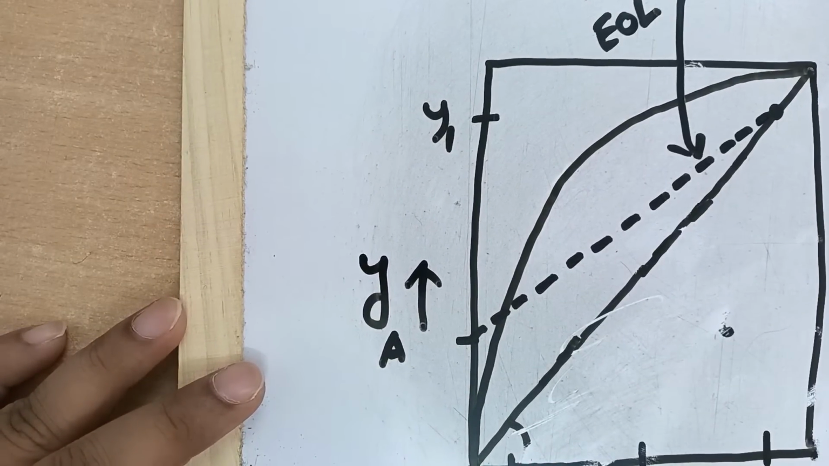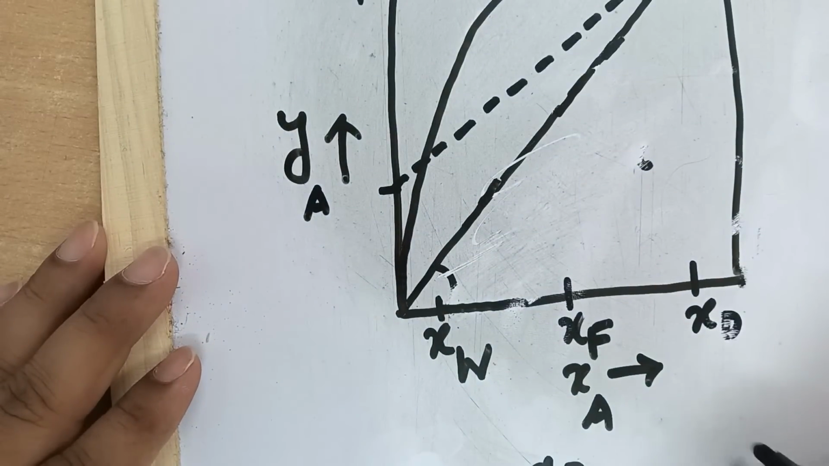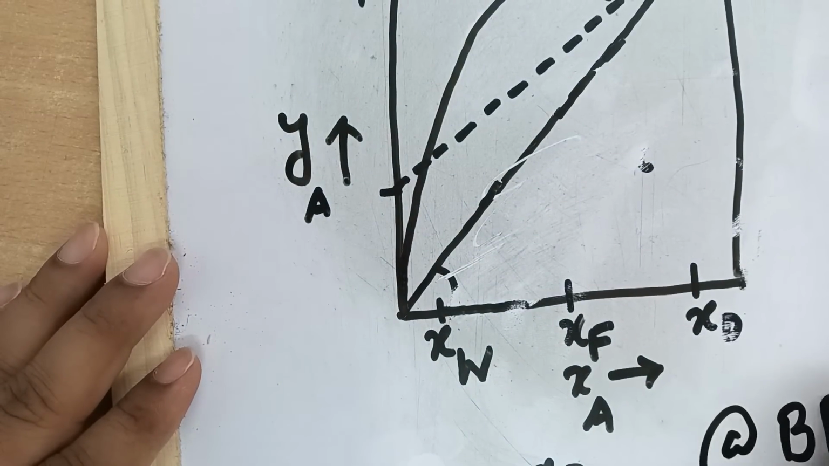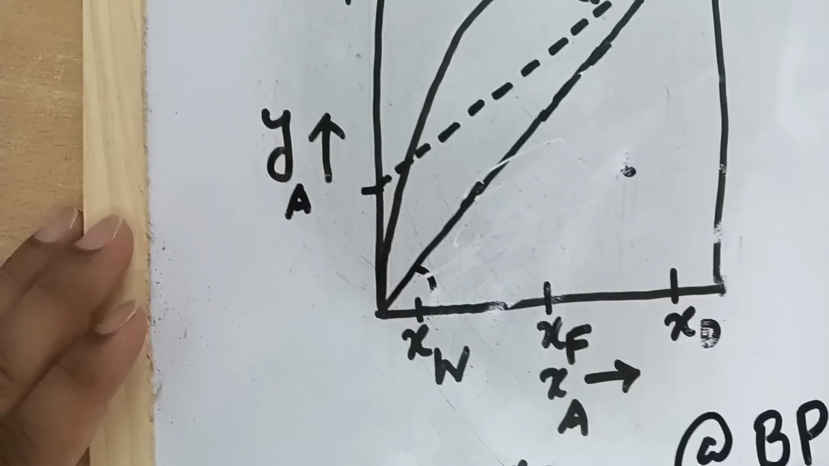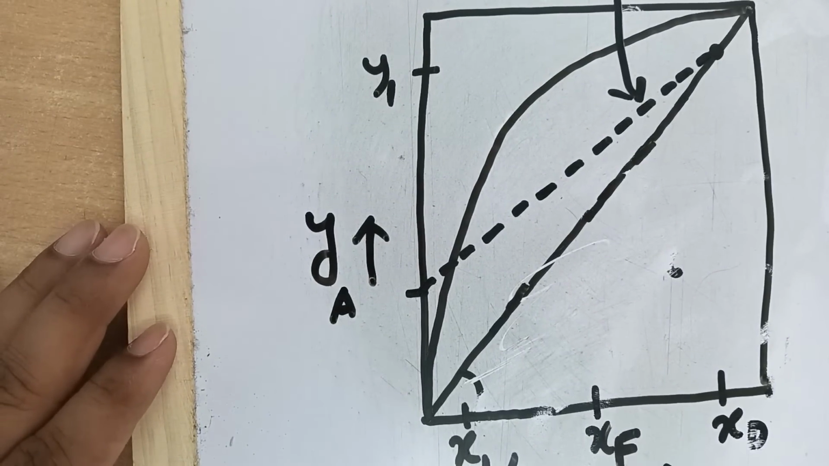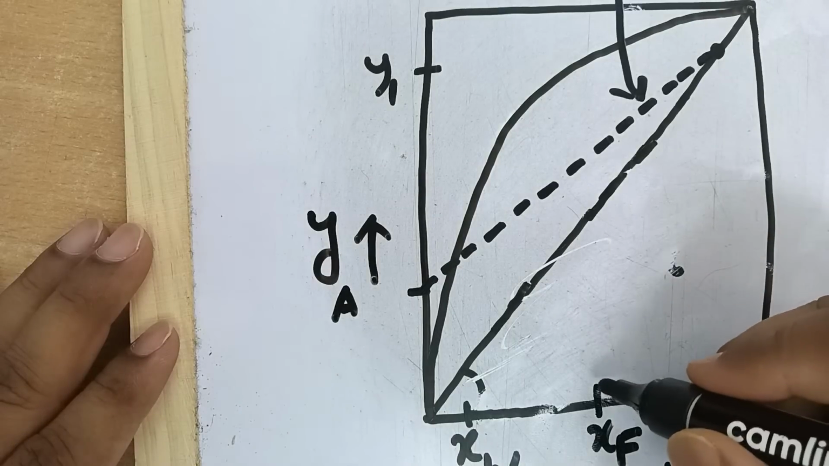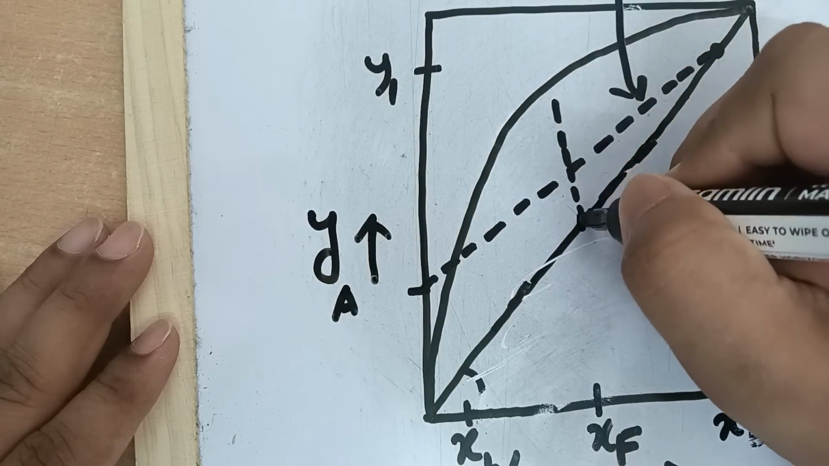Now suppose the feed which enters the distillation column is at its boiling point. Actually, we may have several feed conditions, but the simplest to understand in the graphical method is when the feed is at its boiling point. In that case, the feed line will be a line of infinite slope, basically a straight vertical line emanating from the XF point. So you can just draw a straight vertical line.